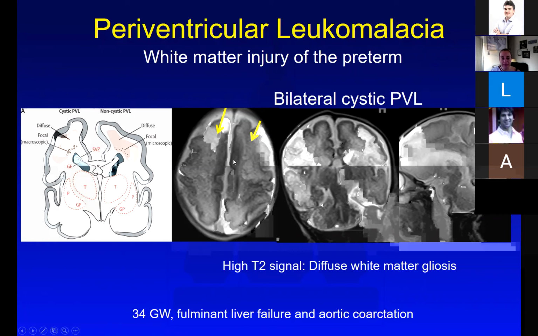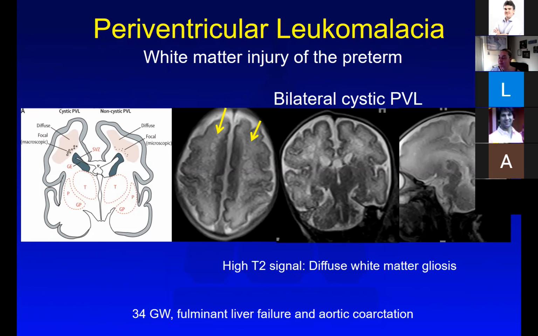The cystic PVL is really a classic presentation. Currently, it's encountered in approximately 5% of the surviving preterm infants, and the sizes of these cysts can be variable from small millimetric to larger macrocysts. And typically, in the vicinity of these cystic changes, white matter would be abnormal. There would be gliosis diffusely in that area.